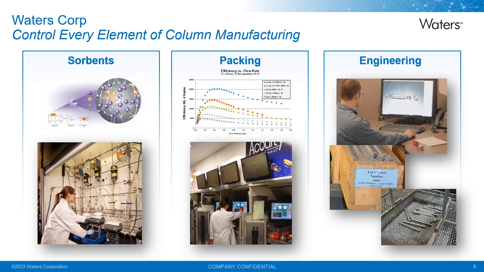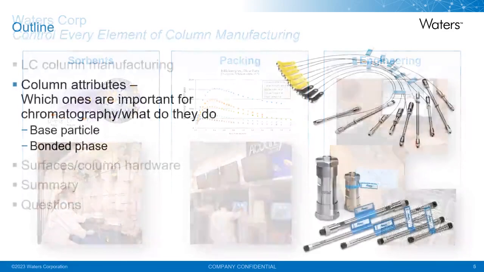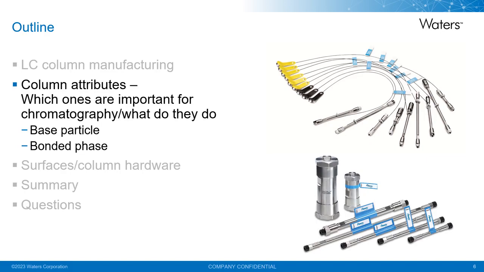And these are risks that Waters simply wasn't willing to accept, which is why we actually control all three of these functions with manufacturing the sorbent, packing the columns, even down to engineering the hardware ourselves. So it's having the complete control over manufacturing that allows Waters to develop the column chemistries that we have today, as all of our chemistries are designed purposefully to address customer challenges when it comes to chromatography.